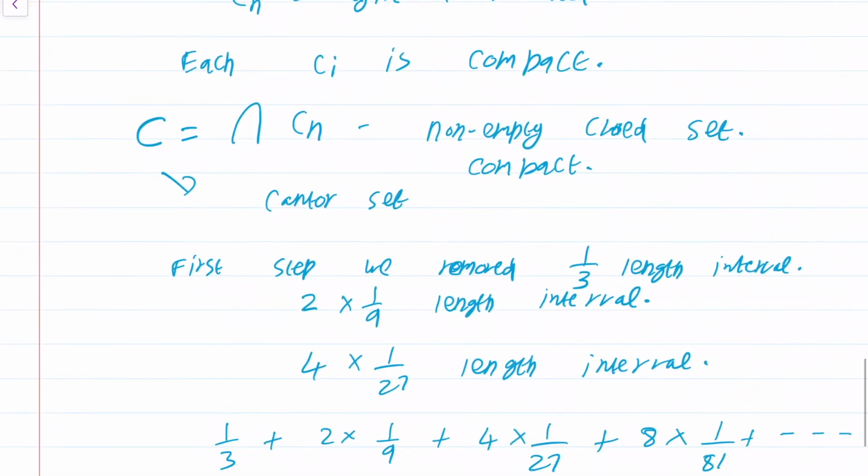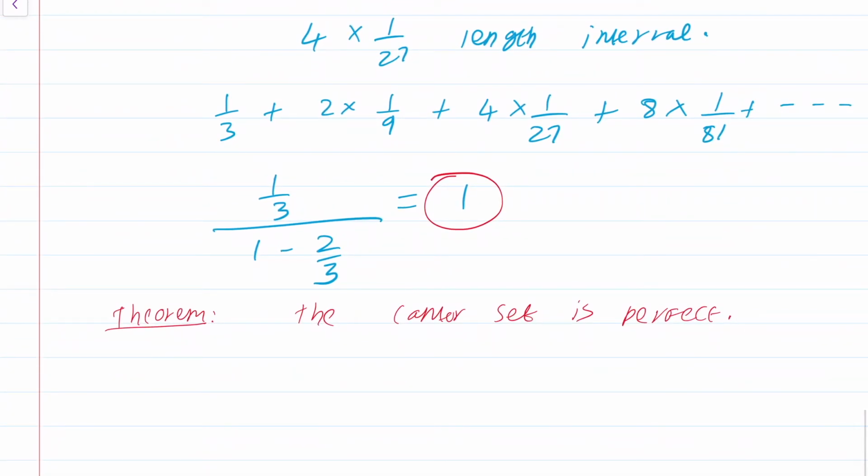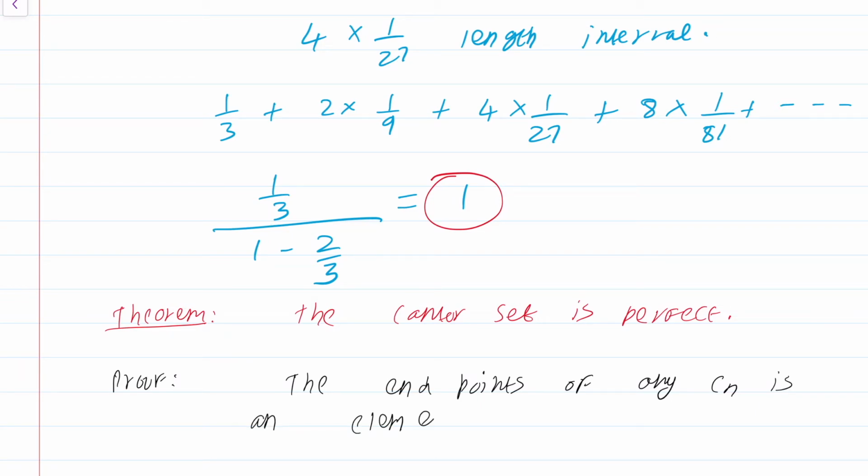So for the proof of this, the endpoints of any Cn is an element of C. Okay, that's the first point I want to make in this proof. The endpoints are all present in the Cantor set.